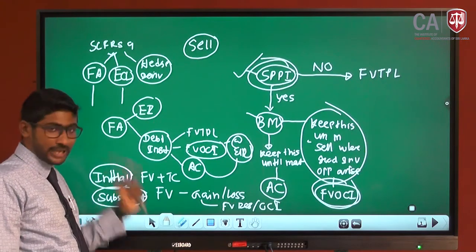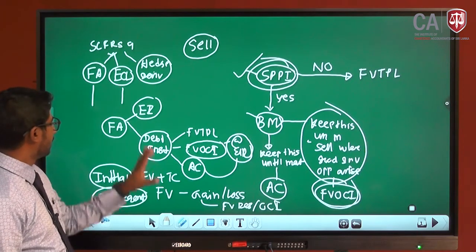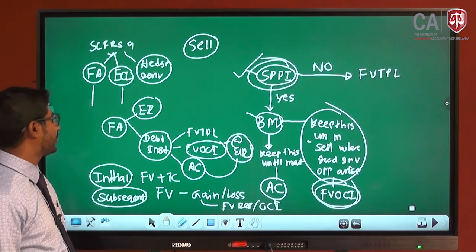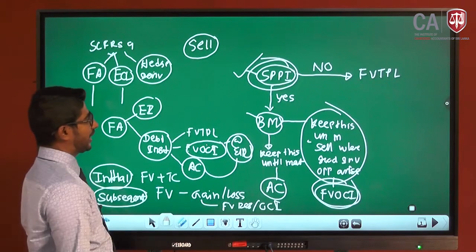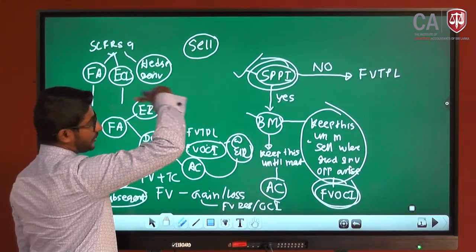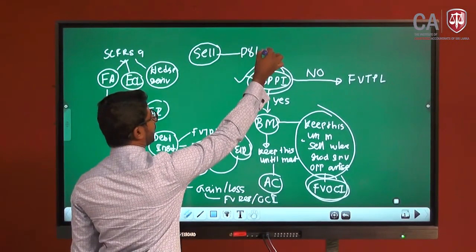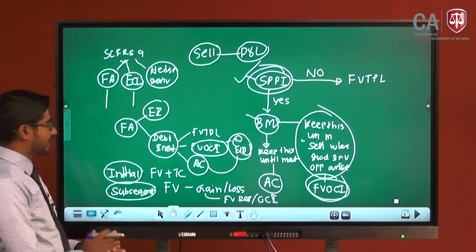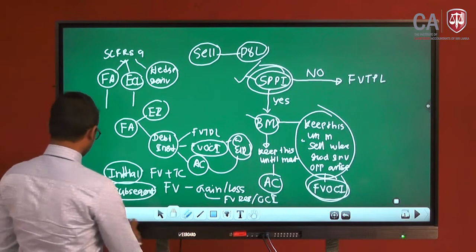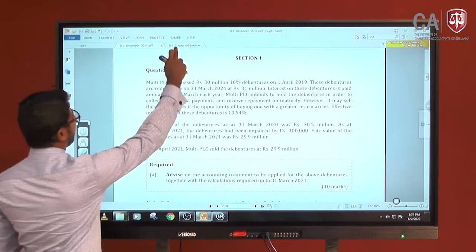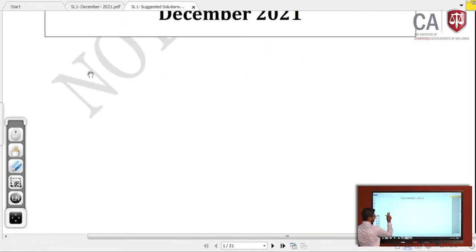But when it comes to a debt instrument, the rule is not that tough. When you are selling a debt instrument that is fair value through OCI, whatever the previous fair value gains and losses, you can reclassify to P&L, right? So that is also there. So with that, students, I will be going to the solution. I will be taking you through the suggested solution, right?